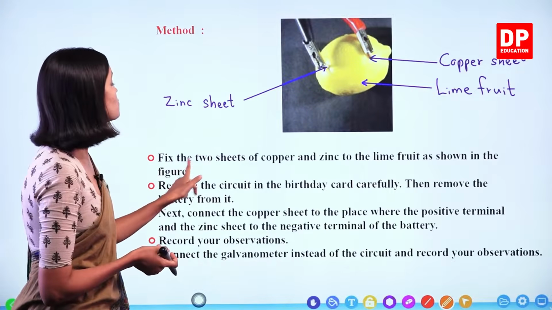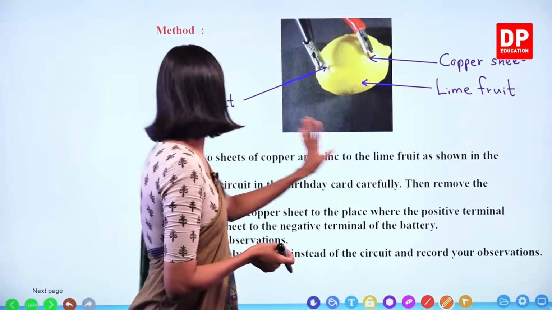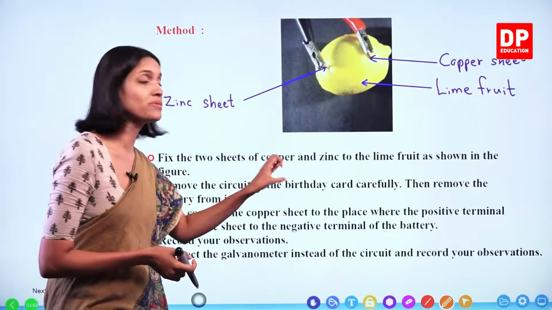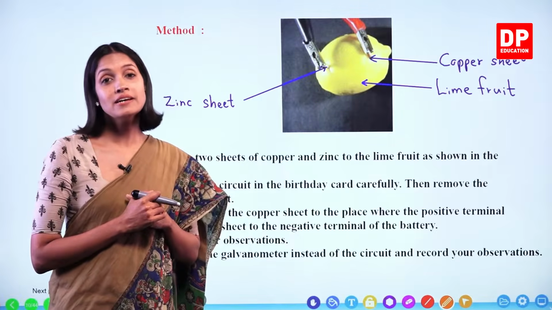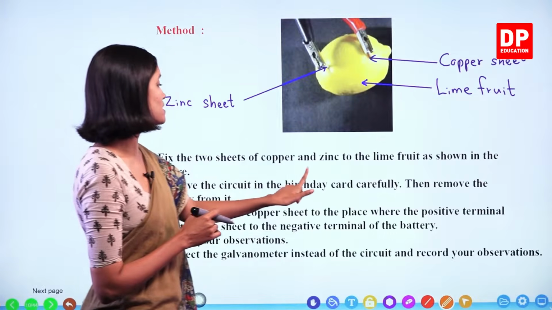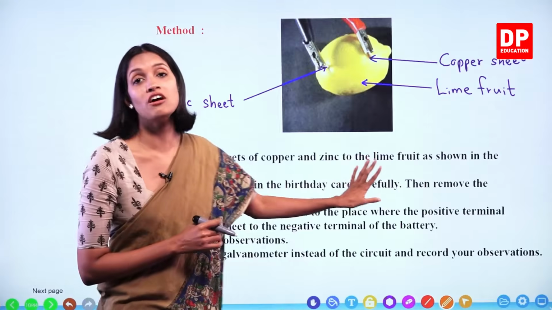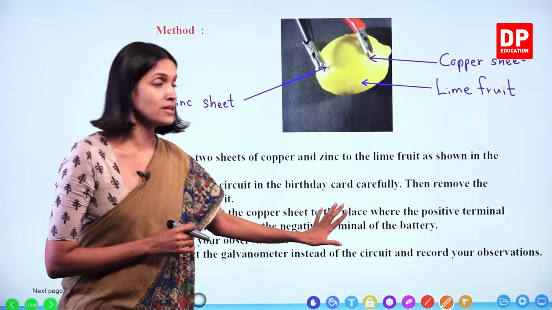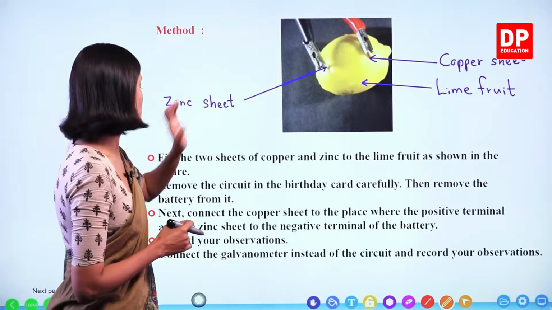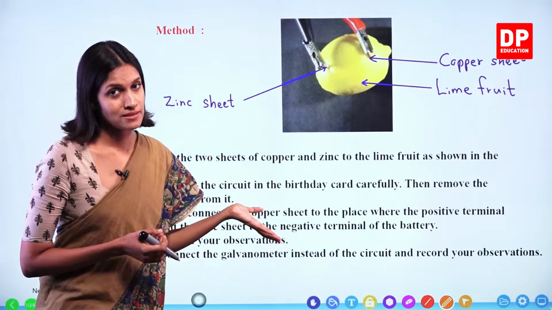Next one. Remove the circuit in the birthday card carefully. Then remove the battery from it. Right? You have to separate the battery from the small circuit in the card. Okay? So next, connect the copper sheet to the place of the positive terminal and the zinc sheet to the negative terminal of the battery. Okay, children? So copper sheet to the positive terminal, zinc to the negative terminal. And then observe what happens.